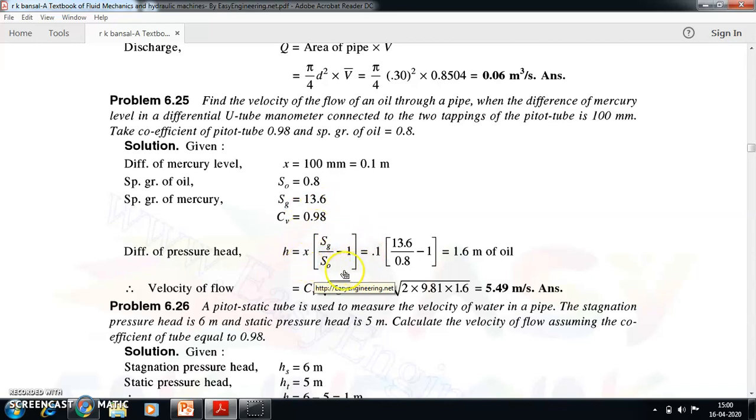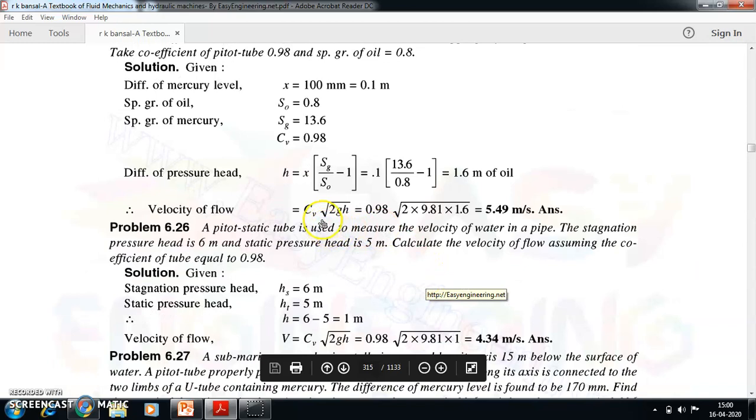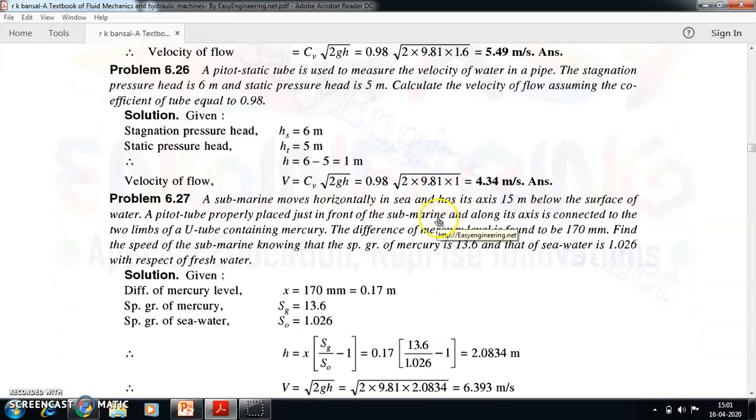So proper substitution of all the values will give you the H value. H value will get it as 1.6 meters of oil. So what we have to find is the velocity. To find the velocity, we have to go to the velocity equation, which is CV into root of 2gh. So direct substitution, H was the only unknown quantity. You just substituted 0.98 as the CV value. So all substitution will give you 5.49 meter per second as the velocity of the fluid.